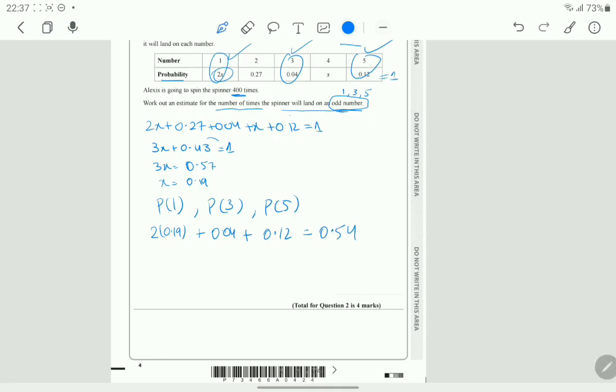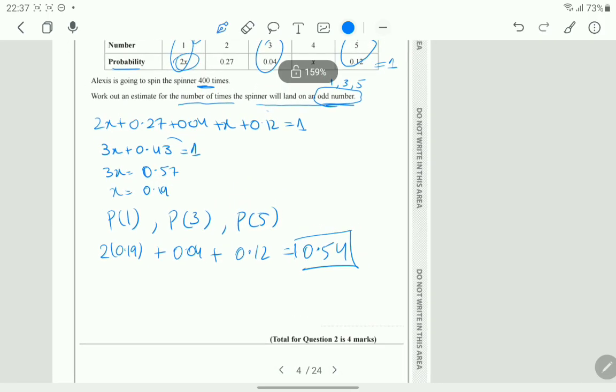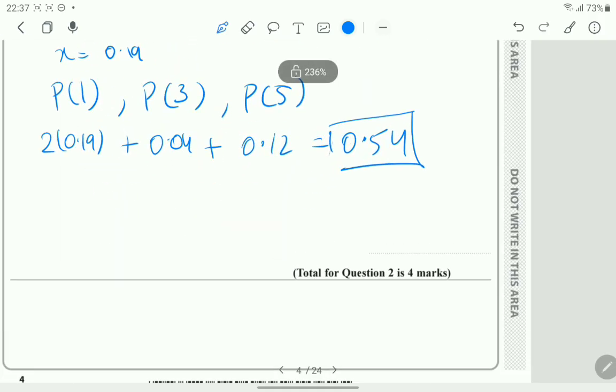We get 0.54. Now notice that this is the probability that it would land on an odd number if spun once, but the question tells us that Alexis is going to spin it 400 times, so we need to multiply this probability by 400. 400 times 0.54 will give us the number of times it lands on an odd number.